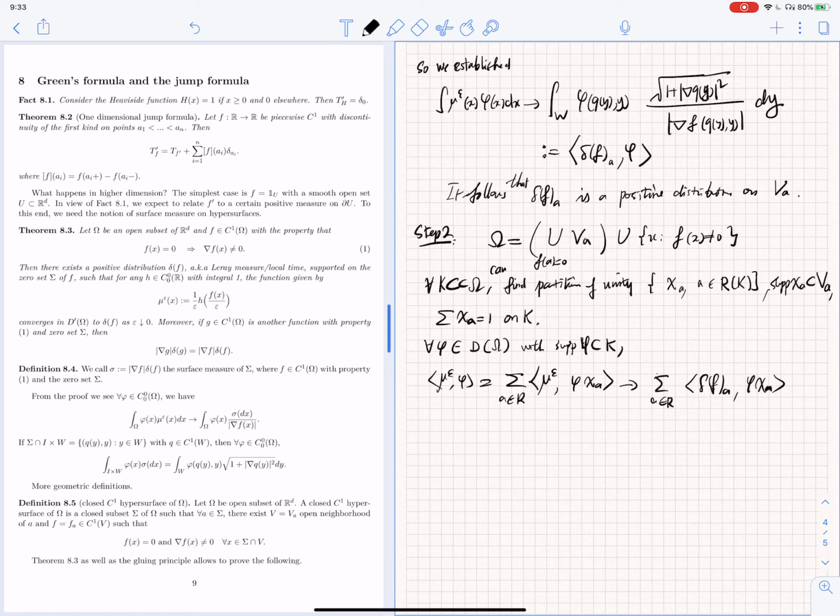Clearly this is a finite number because, we have shown that this is a distribution. So the sequence applied to the test function converges, and the previous result says that it converges to a certain distribution. Okay. So mu epsilon converges in the sense of distribution.